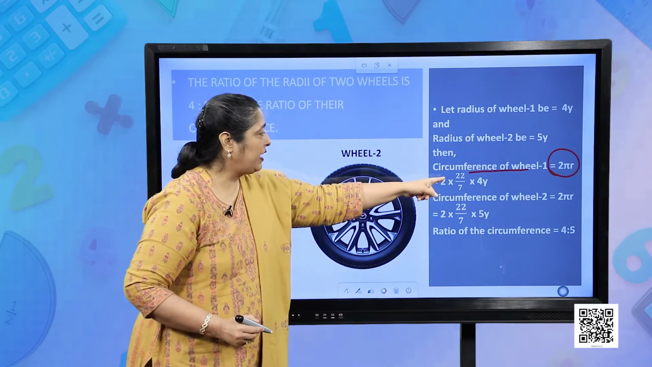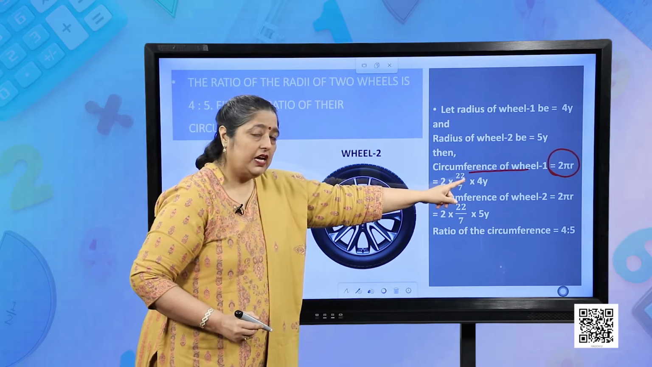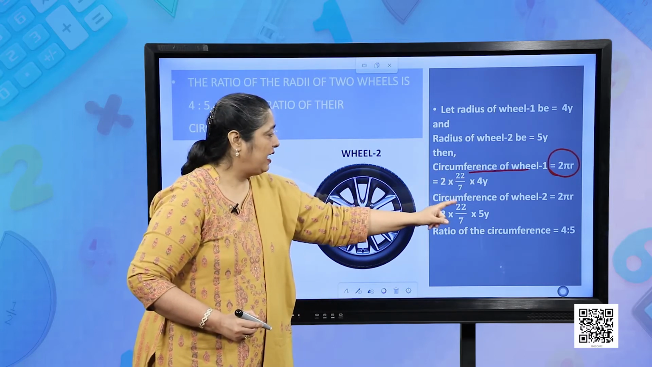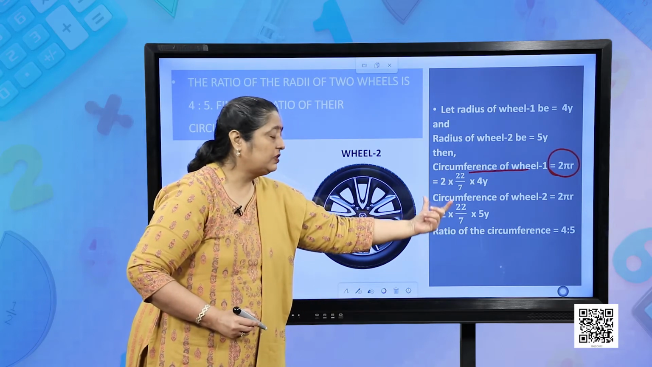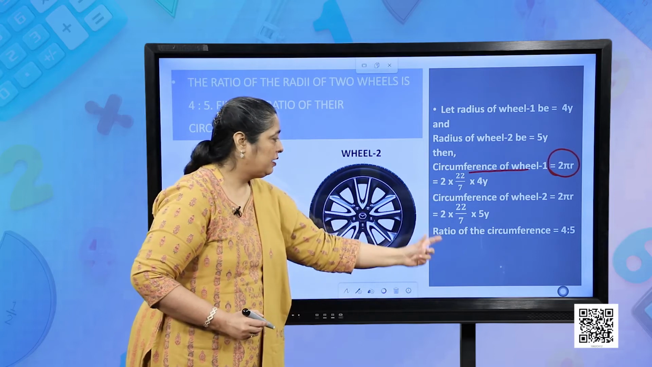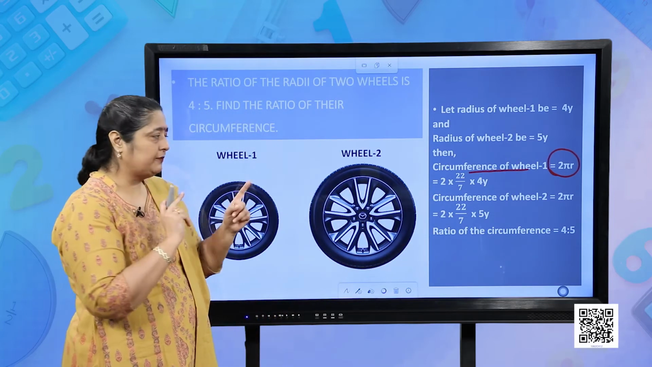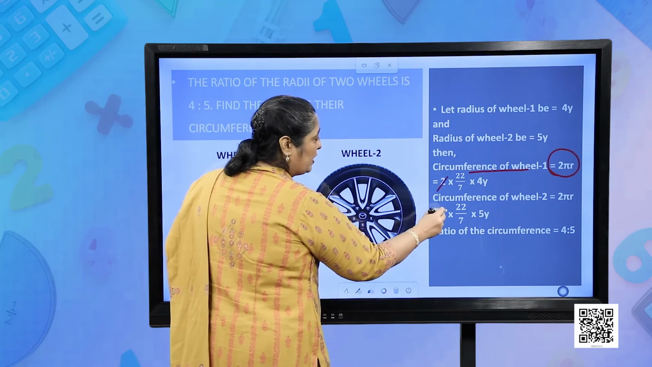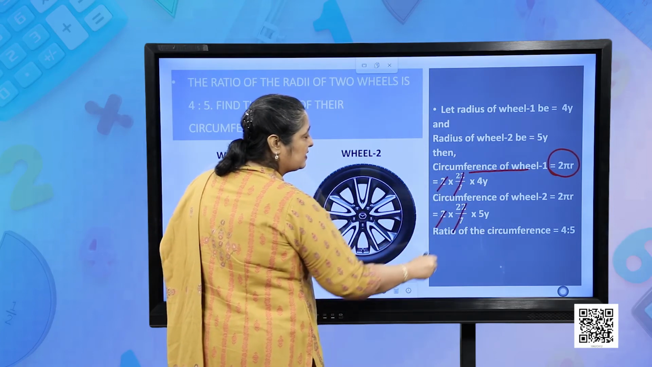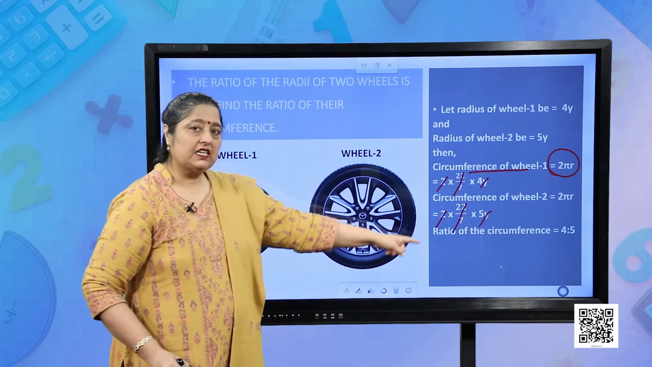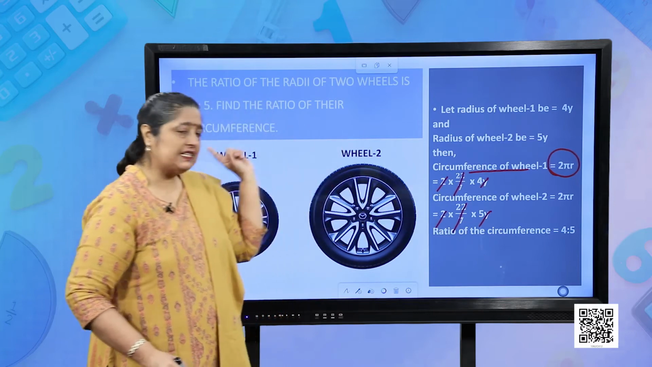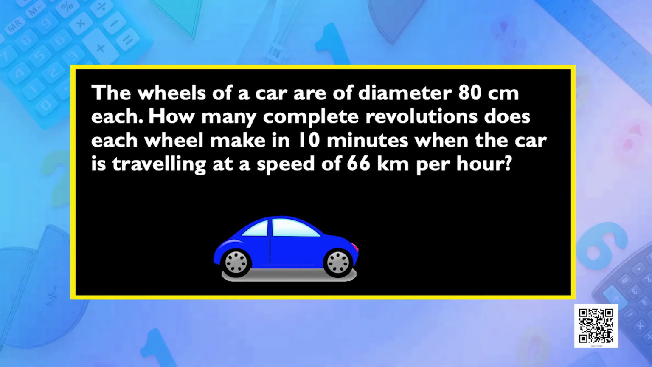Substituting the value, we have 2 into 22 by 7 into 4y for the first wheel and 2 into 22 by 7 into 5y is equal to the circumference of the second wheel. Now we have to find the ratio of these circumferences. So 2 cancels with 2, 22 by 7 cancels with 22 by 7, y cancels with y, and we have the ratio as 4:5. I hope this is clear, right? Let us move forward to our next question. The wheels of a car of the diameter 80 centimeter each.